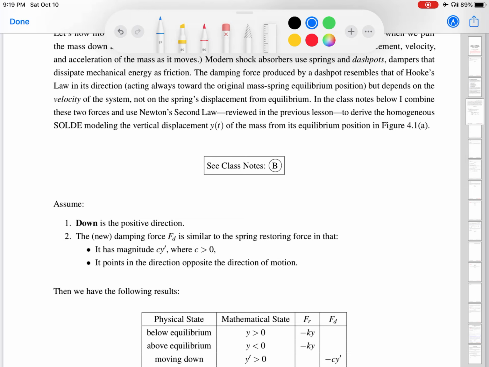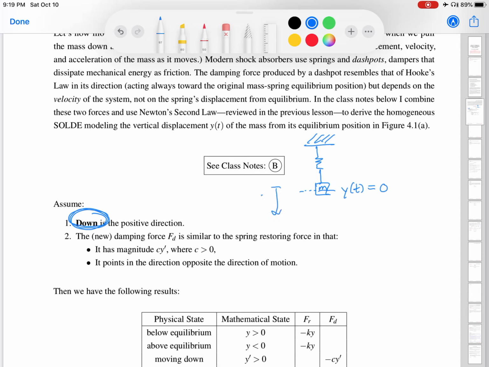So first thing I'll do is I'll draw a schematic, little diagram of what is going on here. So we have this mass hanging from a spring, and the displacement from equilibrium in the vertical direction we're going to call y of t. So when the mass is hanging at equilibrium, it's not moving, that is going to be y of t equals 0. And then we are going to consider the direction down to be the positive direction.